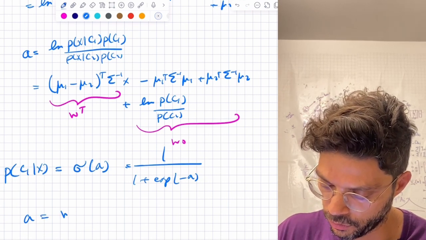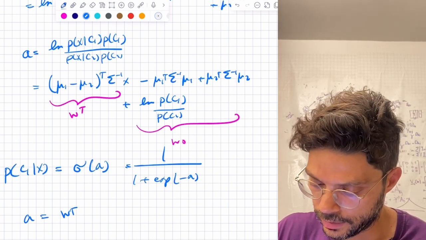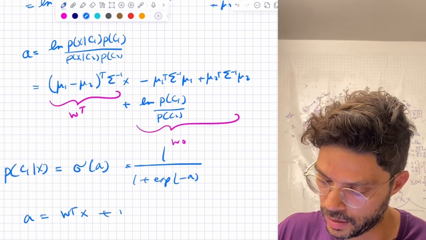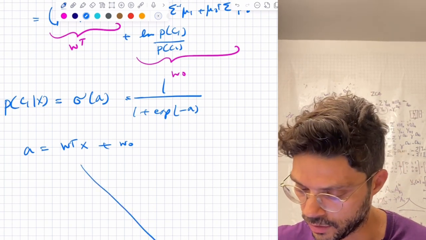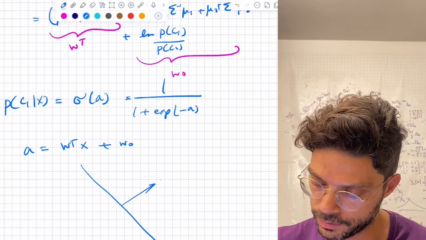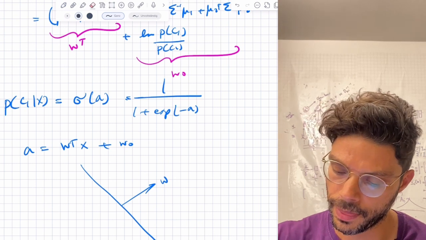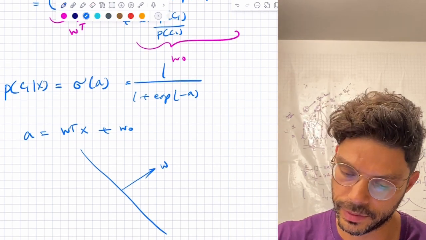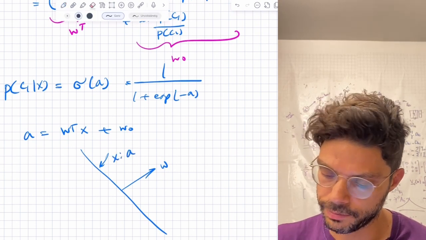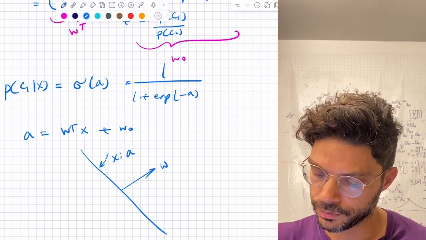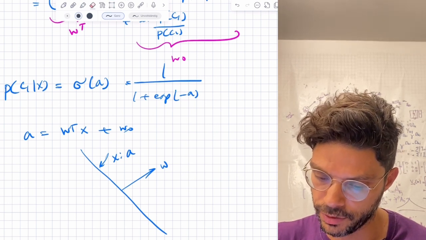So A is going to be equal to some weight that depends on the difference between the means, plus some constant. Okay, and the larger A gets, this is going to define some direction in space. This is W. This is going to be the line where X is such that, let's just consider the case where W naught is 0. So this is the point where X is such that A is equal to 0.